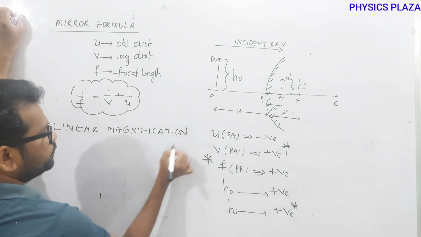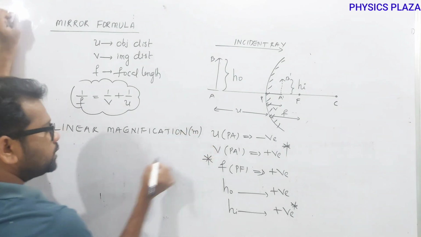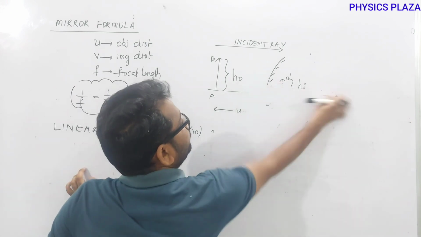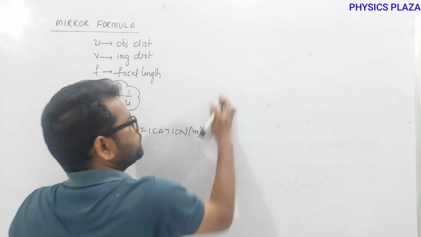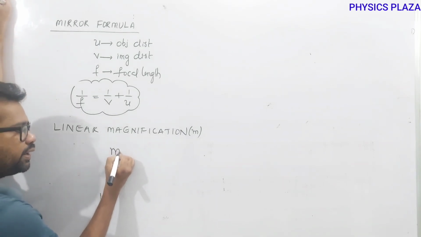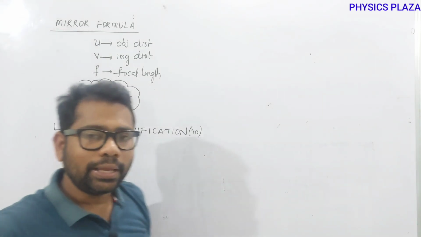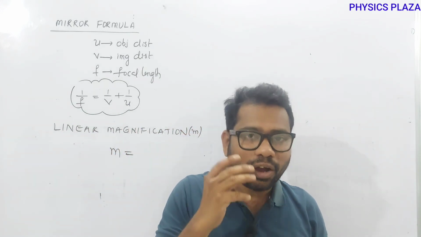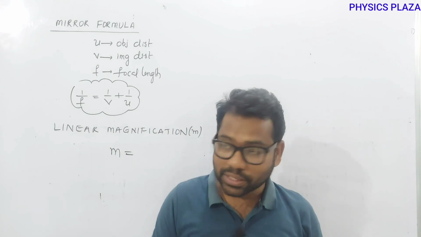Linear magnification will be represented with a small m. Children, what is the linear magnification? The definition is very, very important, and we will also see its importance. Children, linear magnification is defined as the ratio between image height to the object height or image distance to the object distance. So I repeat once again, children.